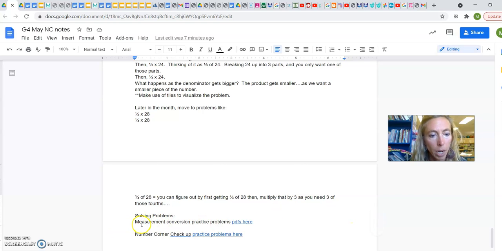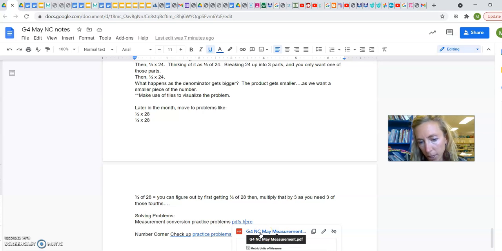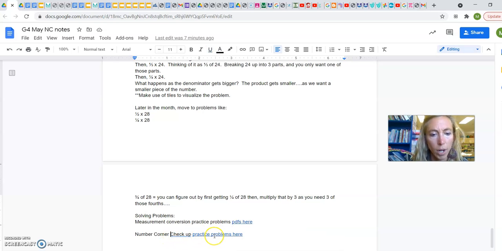Okay? Solving Problems. That component has measurement conversion practice problems, which is really cool. So we can go back to measuring and working and practicing with that. So there are some PDFs there. And then Number Corner also has a Checkup assessment, but not to use it like an assessment. It could just be used for practice problems if you look through those pages and you like any of them. Okay? Awesome.